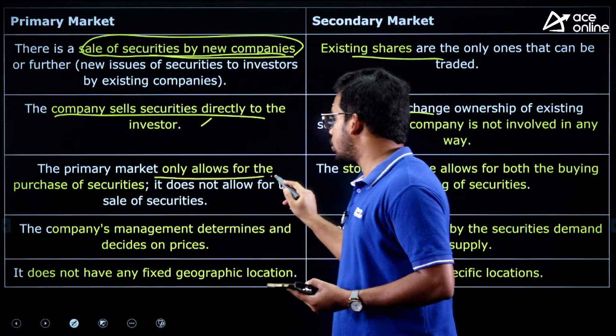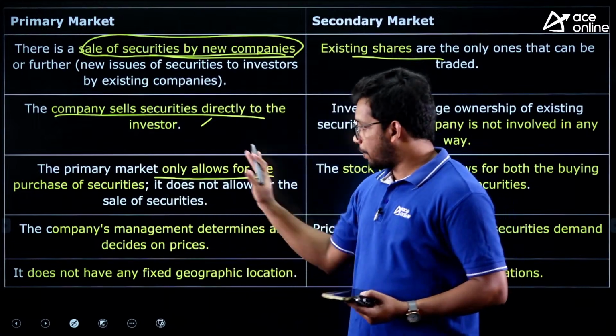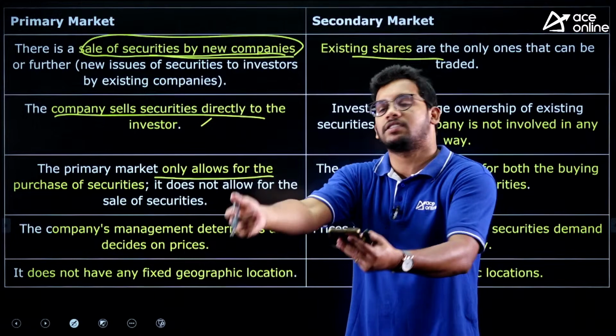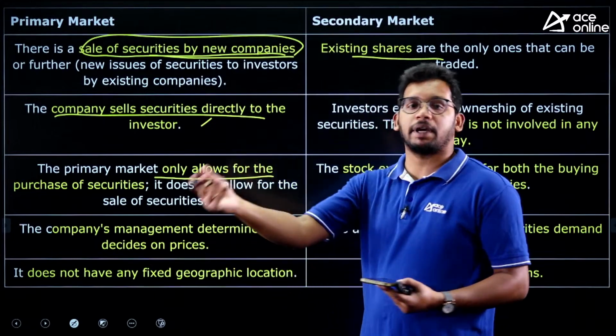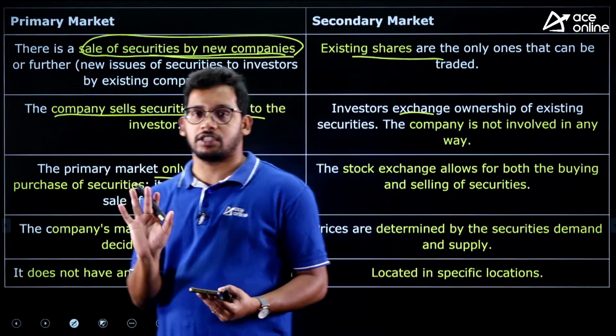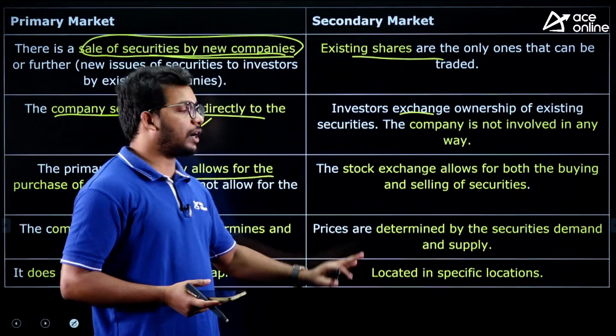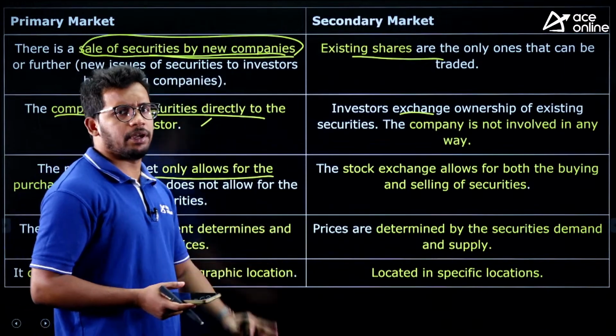The primary market only allows for purchase of securities. There is no selling. Primary market means the company itself is allowing for purchase of securities. So there is no selling involved in the primary market, only purchase. The first person will purchase from the company. But in the secondary market, both purchase and selling can be involved.